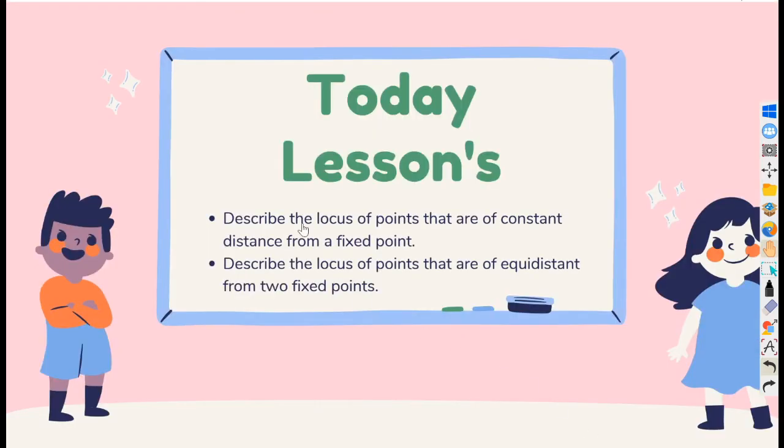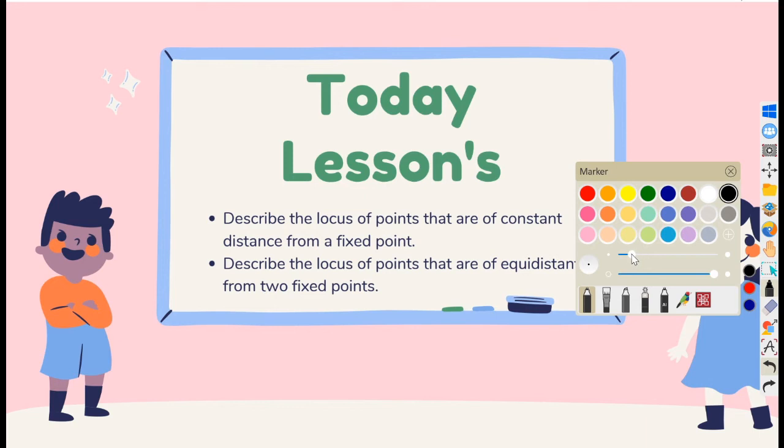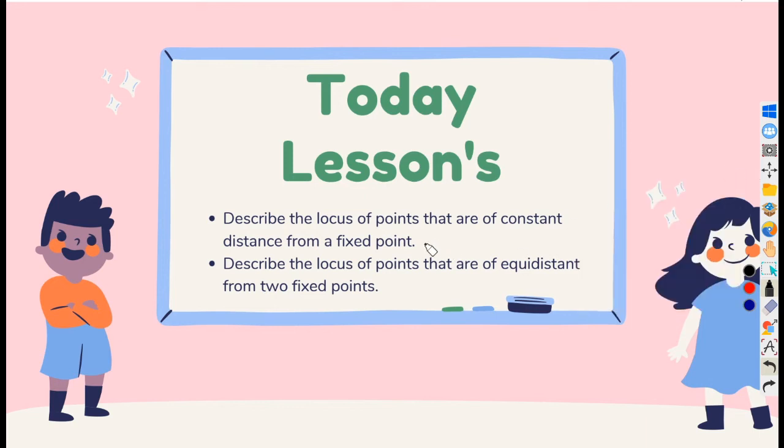Okay, so for today's lesson, we want to describe the locus of points that are of constant distance from a fixed point, and also describe the locus of points that are equidistant from two fixed points. So as you can see here, there are two things that you want to learn. The first one is from a fixed point, which is one point only, and another one is from two fixed points.